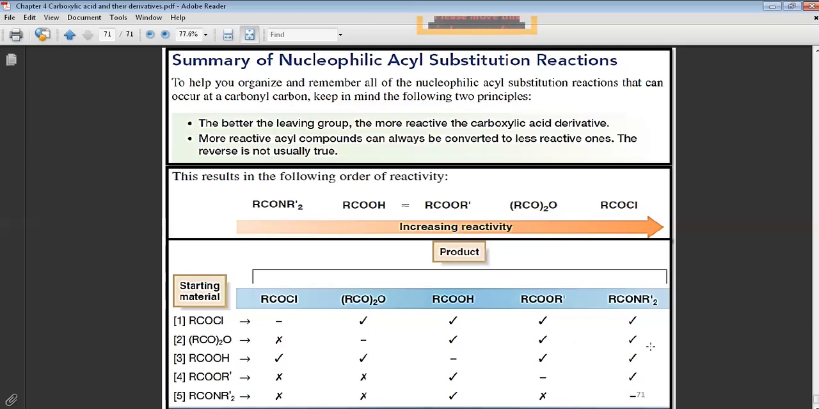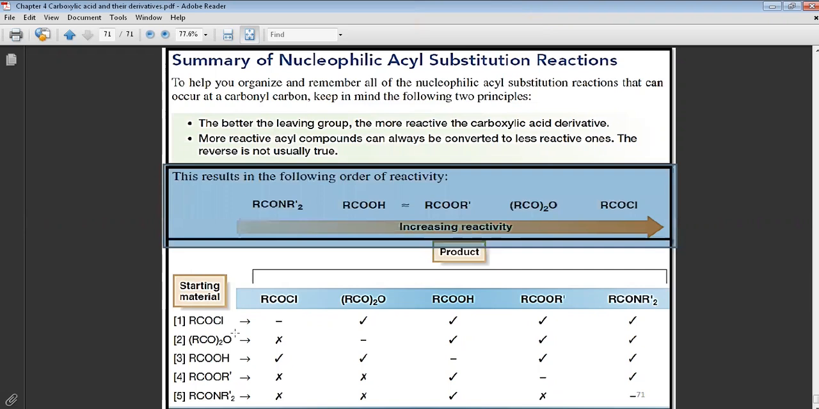ester, and amide. If your starting material is a carboxylic acid, it can be converted to the acid chloride, the anhydride, the ester, and the amide. That means the carboxylic acid is also important, because it can be converted to all the other derivatives. If you have an ester, the ester compound cannot be converted to the acid chloride or anhydride. It will just be converted to the carboxylic acid and the amide.